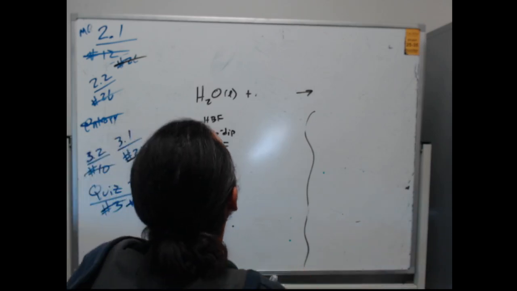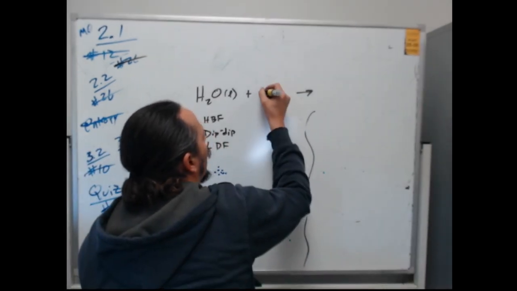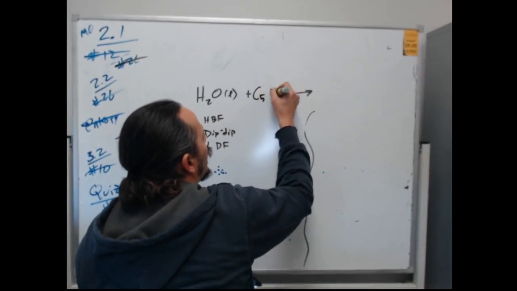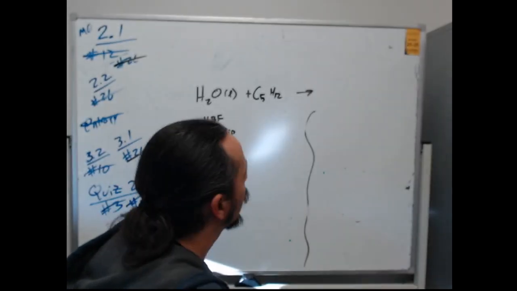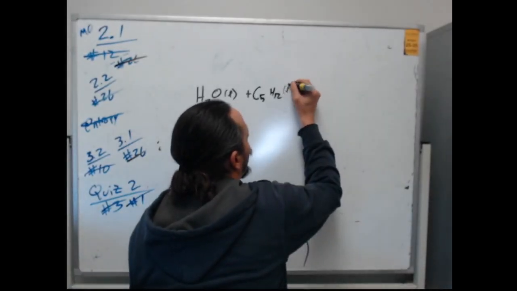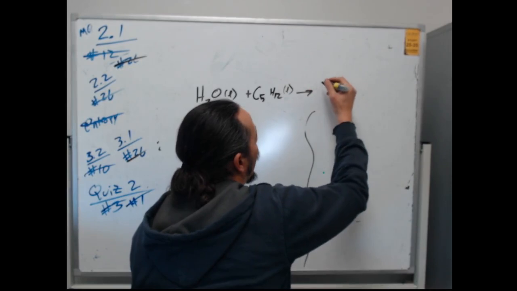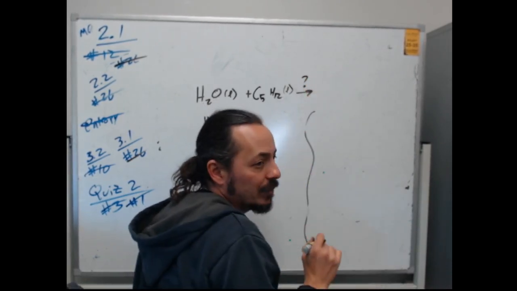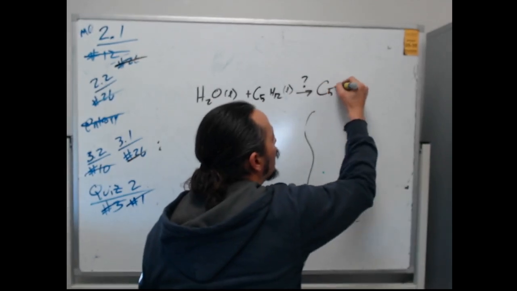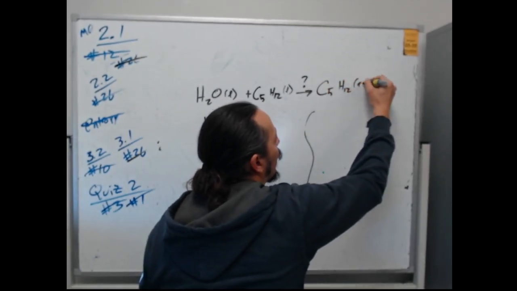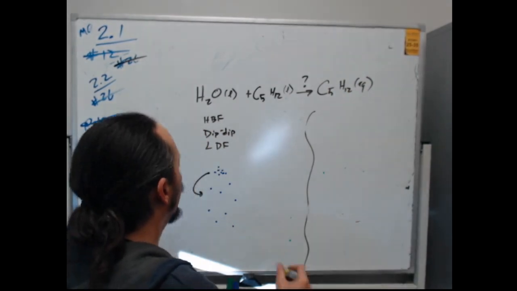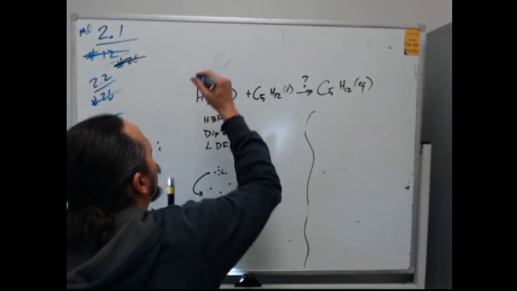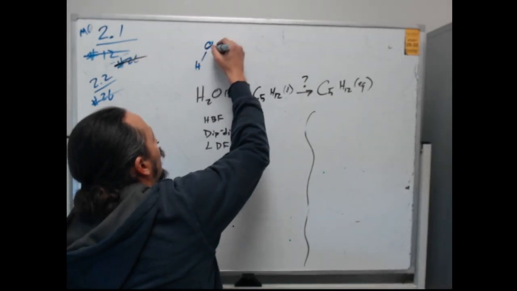Okay, so let's go ahead and do this for C5H12, pentane. We're going to say this is C5H12 liquid, and I'm going to put a question mark because we're questioning whether this happens or not. Do we form C5H12 aqueous? Does that happen? Now, H2O is this molecule.